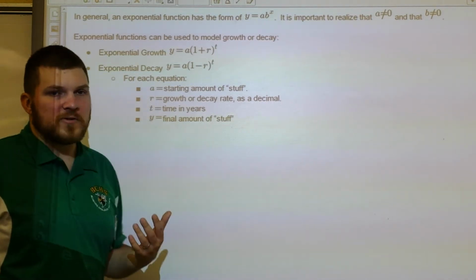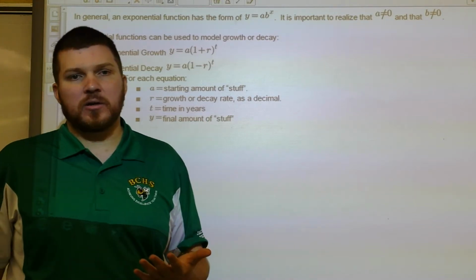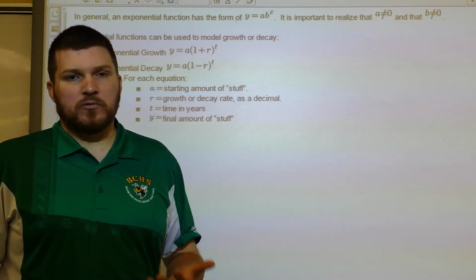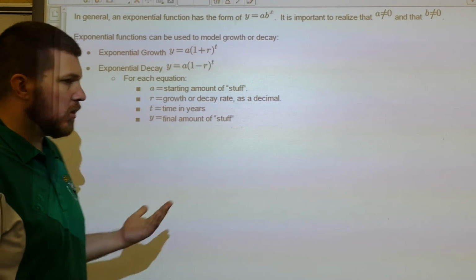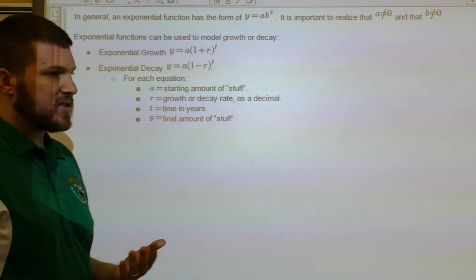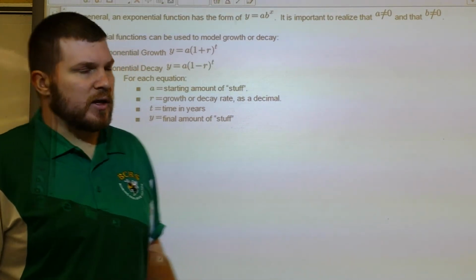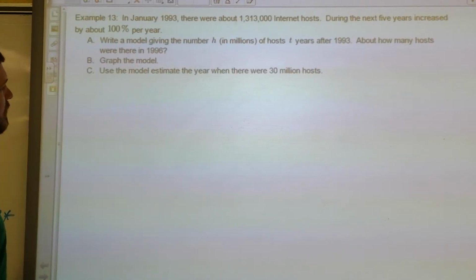And typically our stuff is going to be population, okay? Like the population of wolves in a forest, or the population of bacteria in a petri dish. So something like that. So let's do a couple examples.